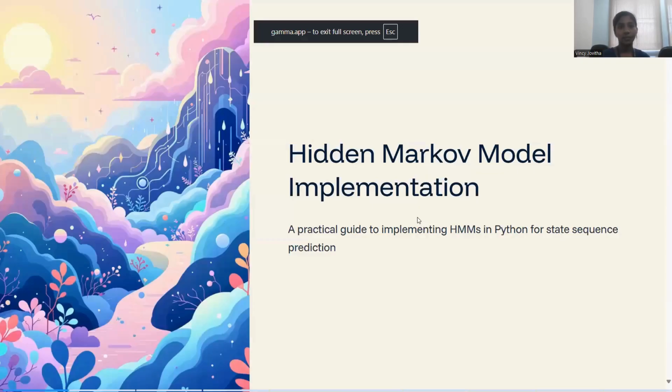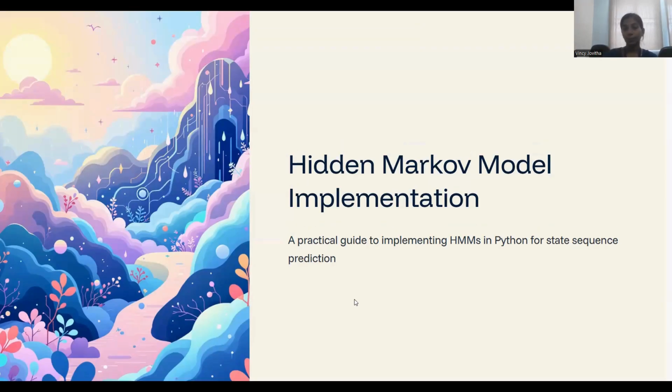Hi, this is Vinci Shavita of Artificial Intelligence and Data Science. The topic we'll be discussing right now is hidden Markov models implementation, which is our fourth experiment.